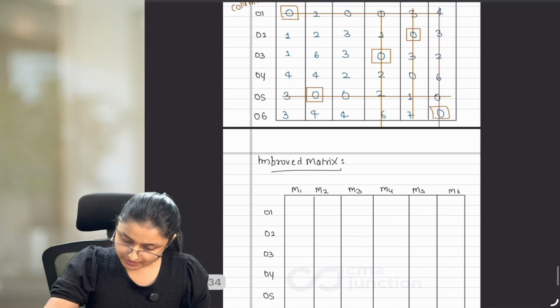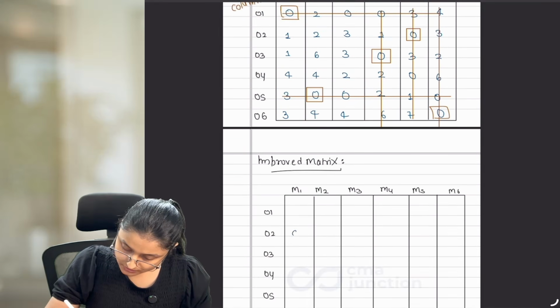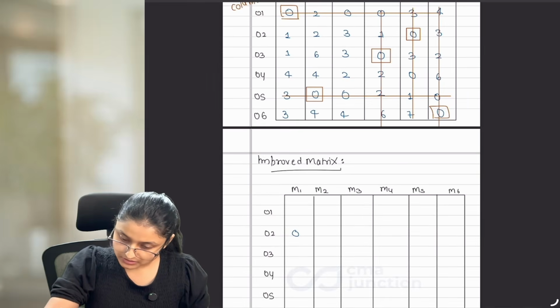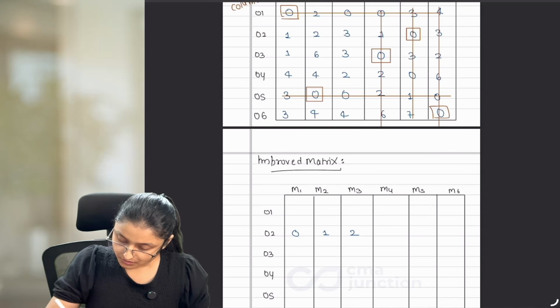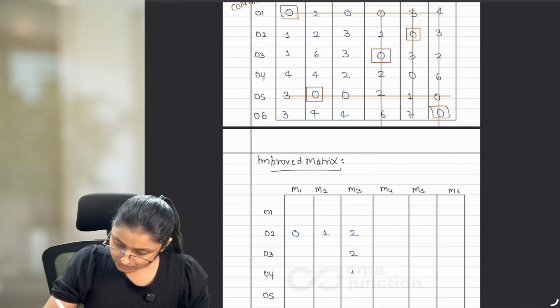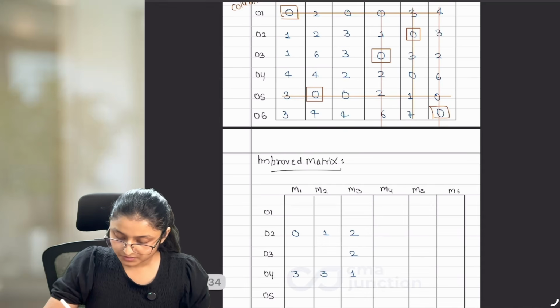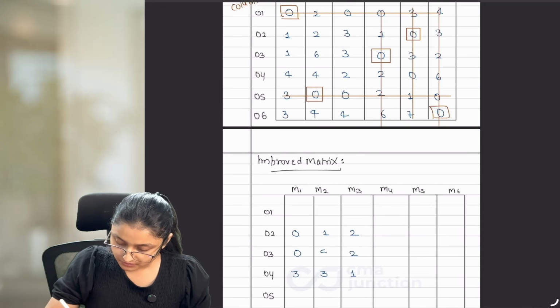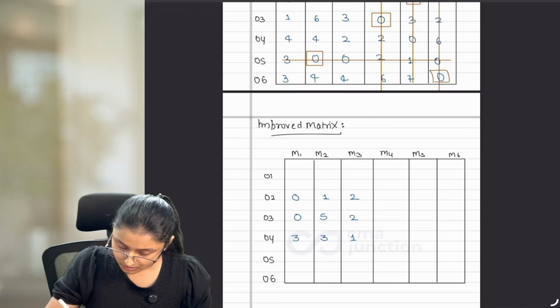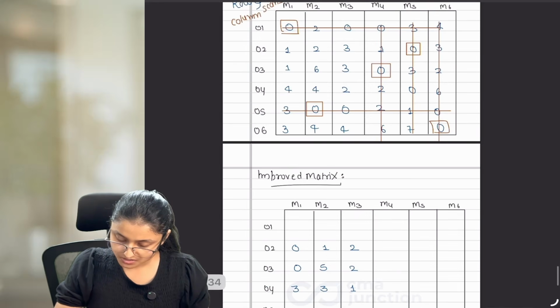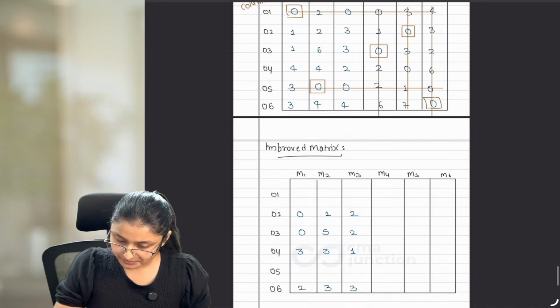So in the second row, we have 1 minus 1, 0, then 2 minus 1, 1, 3 minus 1, 2, 3 minus 1, 2, 2 minus 1, 1, 4 minus 1, 3, 4 minus 1, 3, 1 minus 1, 0, 6 minus 1, 5. Okay, and the last row is also there. 3 minus 1, 2, 4 minus 1, 3, 4 minus 1, 3. Done. All the uncovered elements are done.